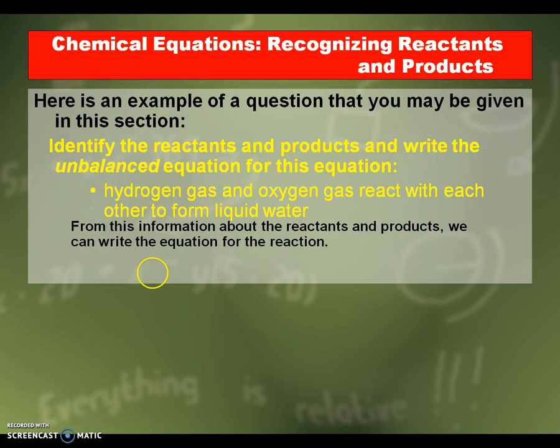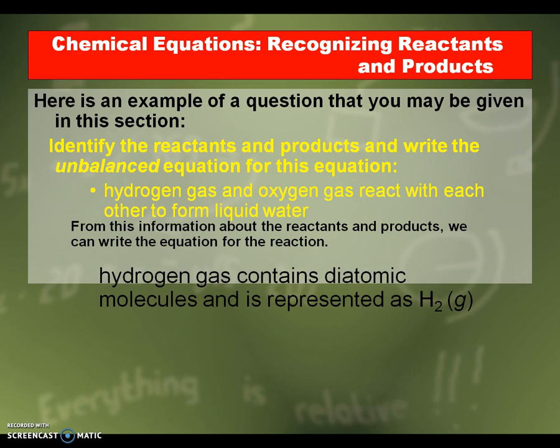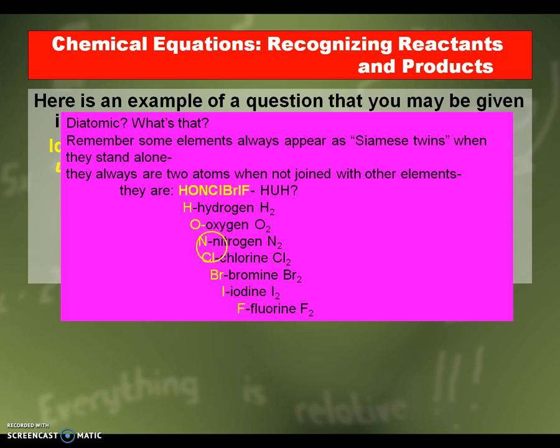Hydrogen gas and oxygen gas react with each other to form liquid water. From this information about the reactants and products, we can write the equation for the reaction. Hydrogen gas contains diatomic molecules and is represented as H2. Diatomic, what's that? Remember, some elements always appear as Siamese twins when they stand alone. They always form two atoms together when joined with no other elements, just themselves.